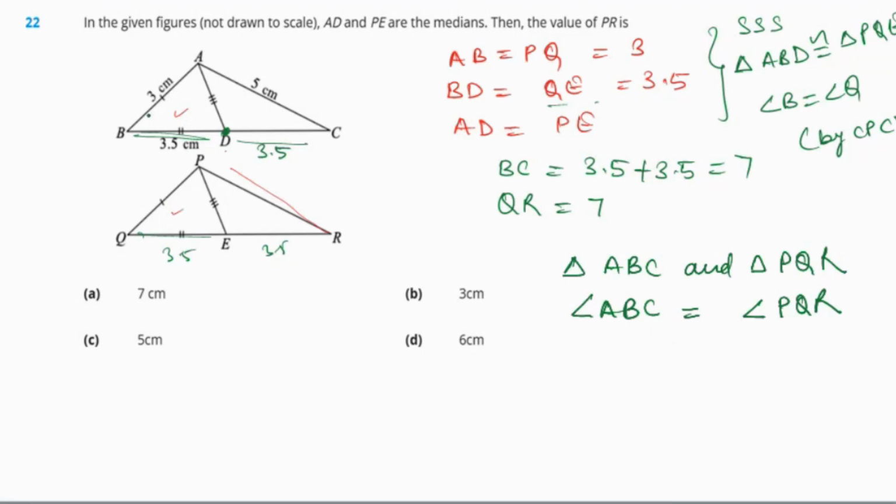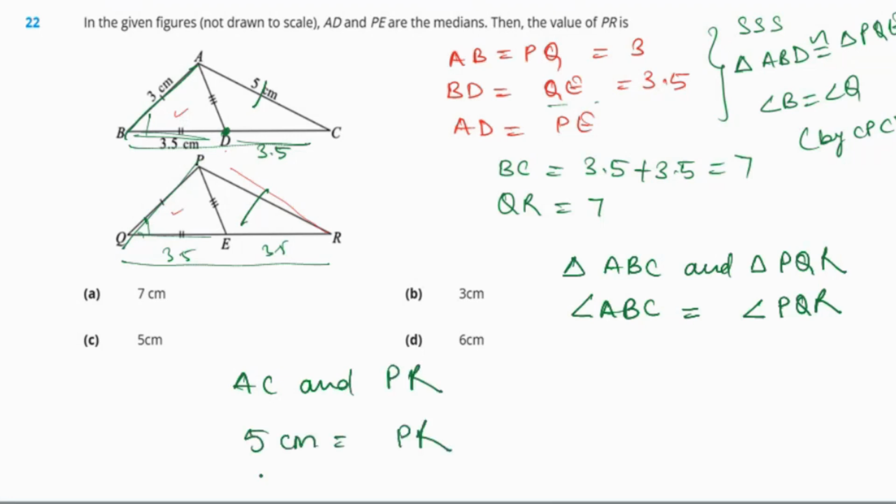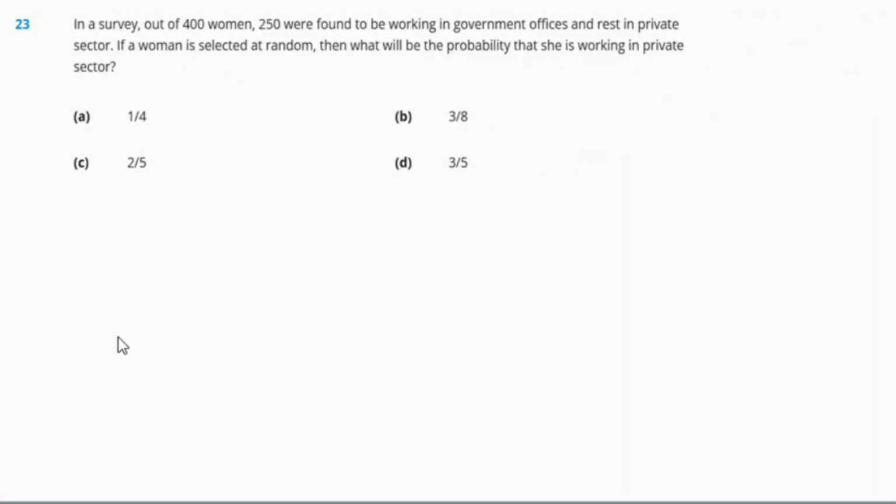Correct. And since these two angles are equal, on the basis of that, these two sides are also equal, and these two triangles are congruent only. This side is equal to this side, and this side is equal to this side. So on the basis of that, which side will be equal? The rest of the side AC will equal PR. And if AC is 5 centimeters, then PR will also be 5 centimeters. So that is why the answer needs to be option C, 5.